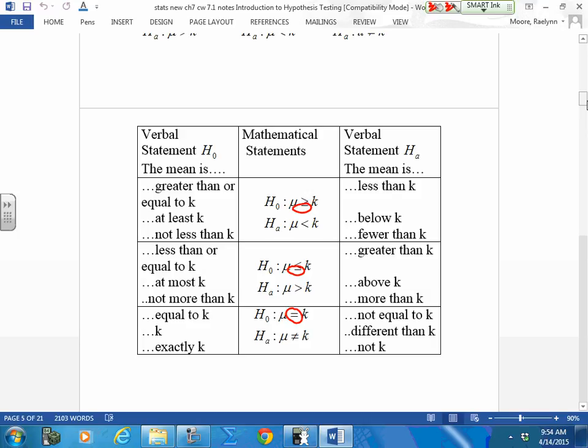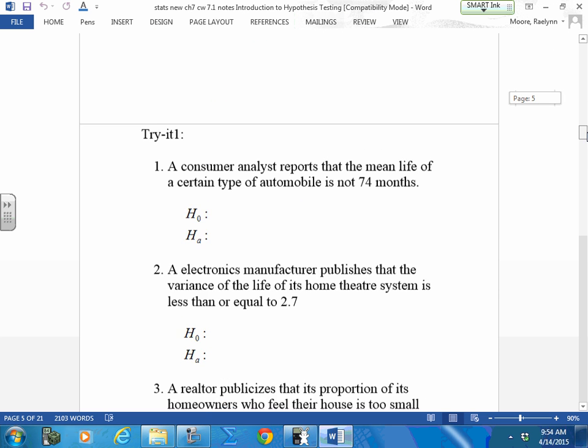Your HA has no equal sign. A not equal has no equal sign. So that's why I wanted Oliver to give it to me first, and then we can place it. Do we get this chart on the quiz? No, you just have to know that. This is something you have to know, that the HA does not get the equal sign.